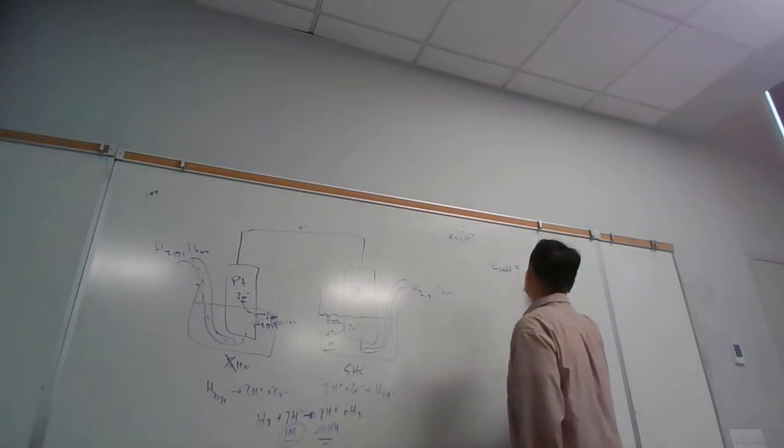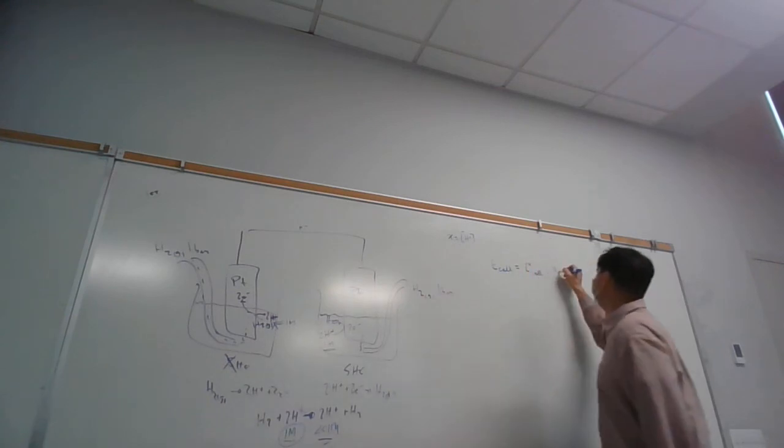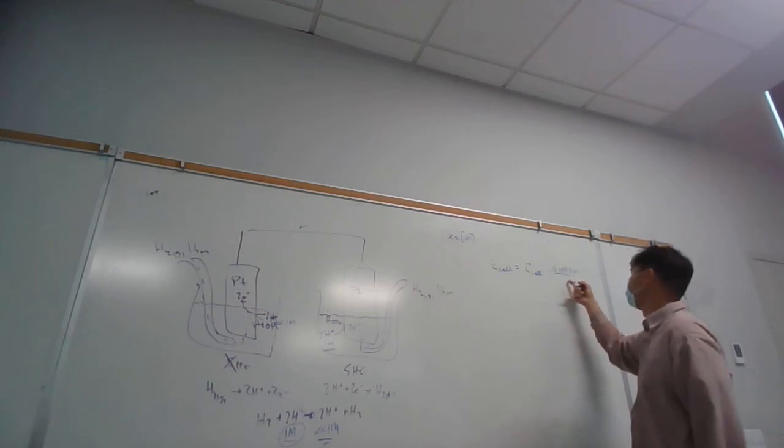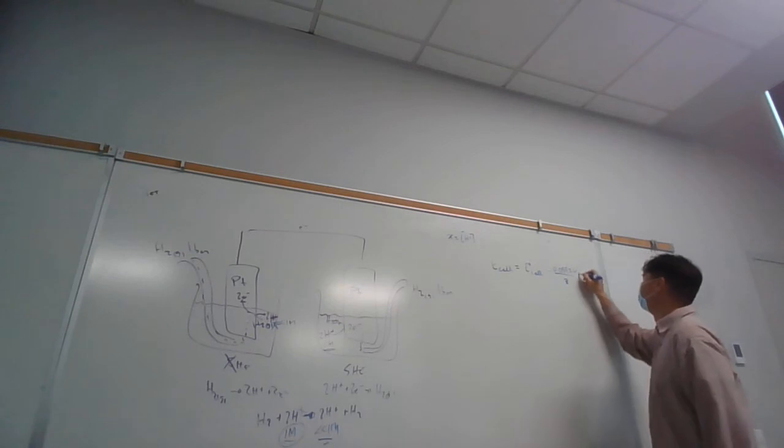E of the cell is equal to E naught of the cell minus 0.0592, you don't have to memorize this equation, divided by N or Z, I'll call it Z now, log of Q.